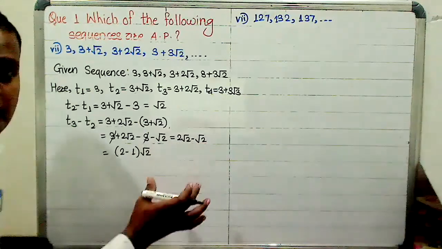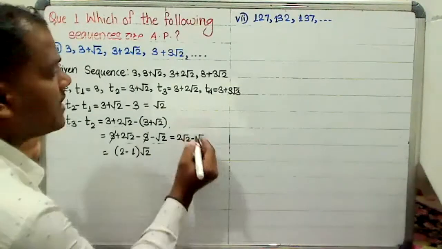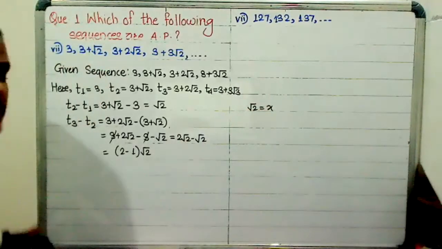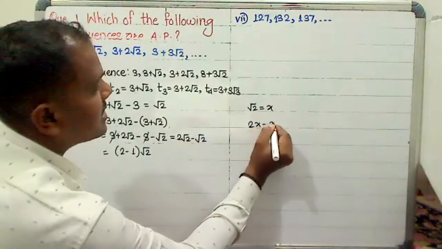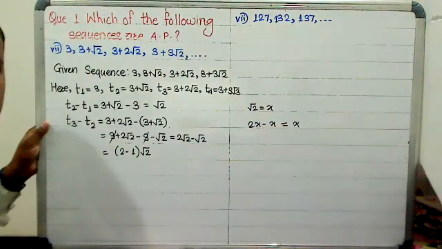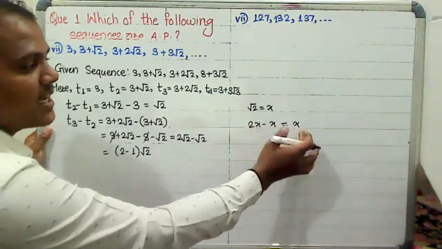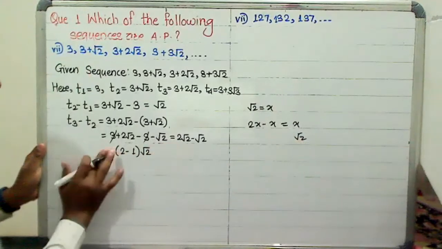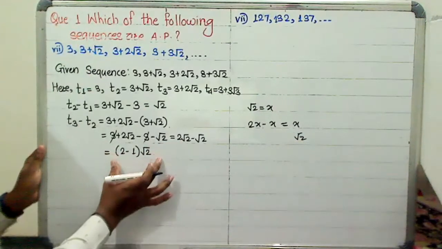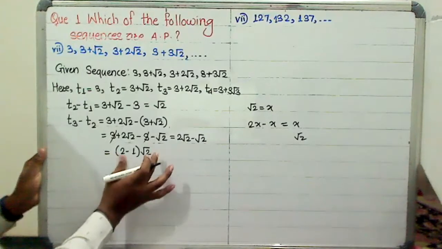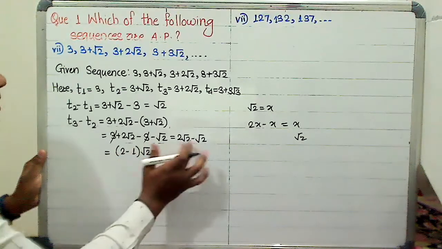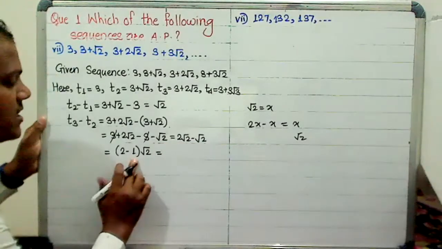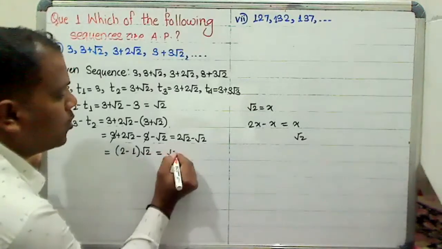If you are having difficulty understanding it, just consider root 2 as x. So this will become 2x minus x. What is the answer of this? x. The answer of this expression is x, and the value of x is root 2. But the actual procedure is this, because we have learned this in the 9th standard in the topic of surds. So these are similar surds. So 2 minus 1 into root 2, that is root 2.